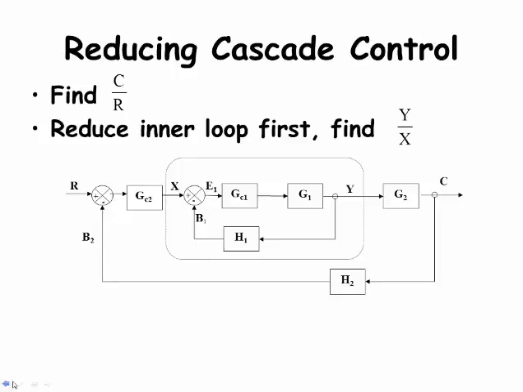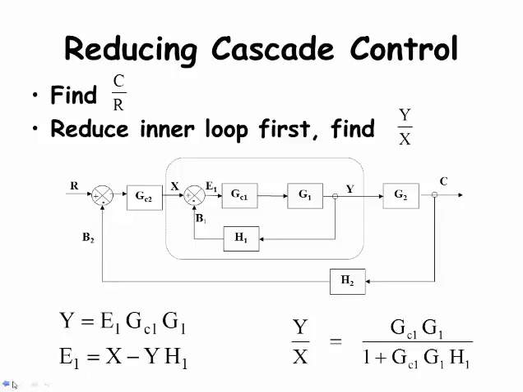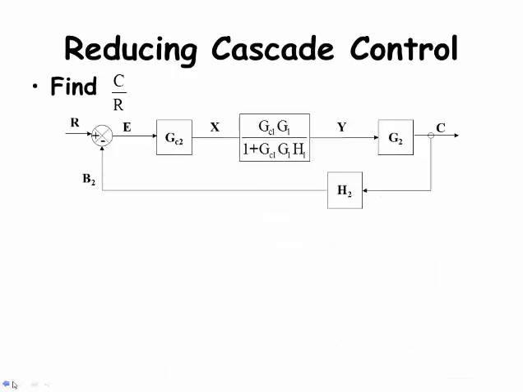The first step will be to reduce or eliminate the inner loop. So we will want to find the transfer function Y over X. Y is the output function of the inner loop and X is the input function for the inner loop. If we write the transfer functions, starting at the output, we can write that Y, the output function, equals E1 times GC1 times G1. Then we can write that E1 equals X minus Y times H1. Combining the equations to eliminate E1 and reorganizing produces the transfer function Y over X, which equals GC1 times G1 over 1 plus GC1 times G1 times H1. Now that we know the transfer function Y over X, we can replace the inner loop with the transfer function we found to produce the single loop control system shown.